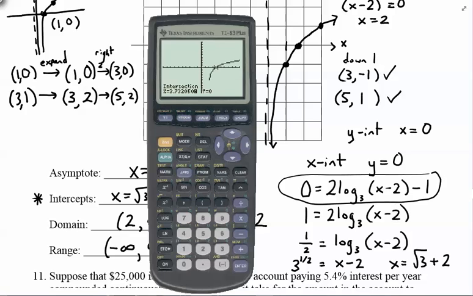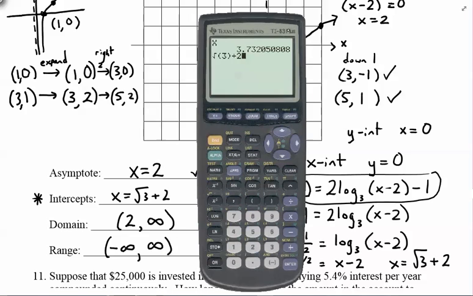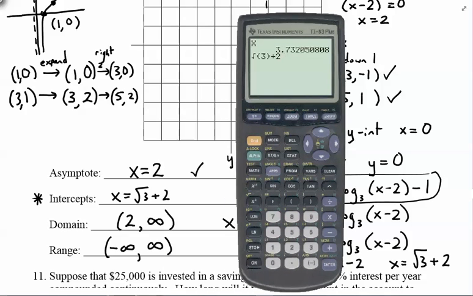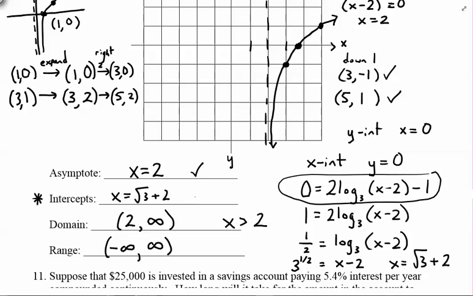So let's see if that's the same as root 3 plus 2. So I'll exit. The calculator saves that as the letter x, 3.73. I want to see if that's the same thing as root 3 plus 2, because that's what I calculated for the intersect. It is. So I know I got it right. So that's how you can check your work using the graphing calculator.